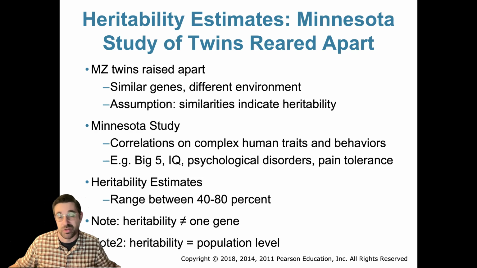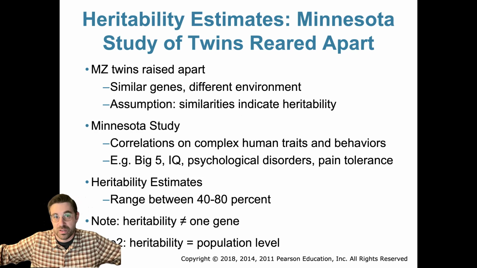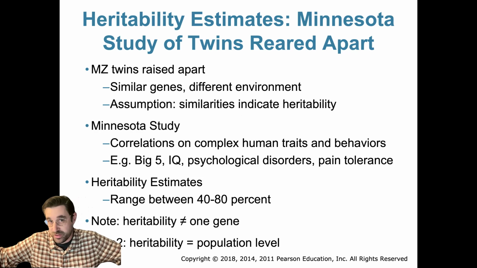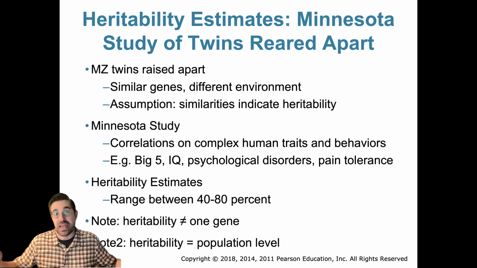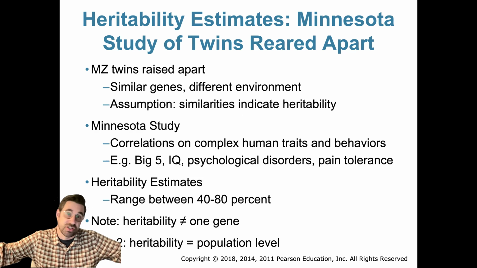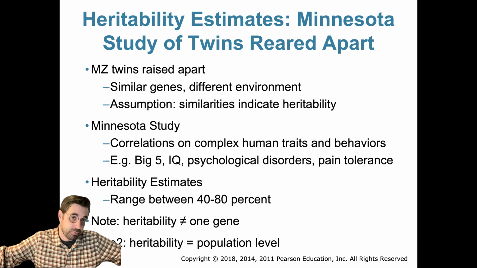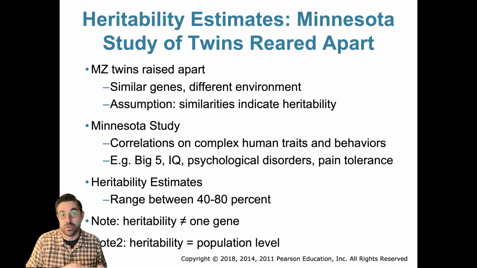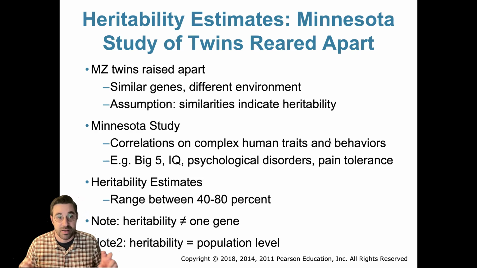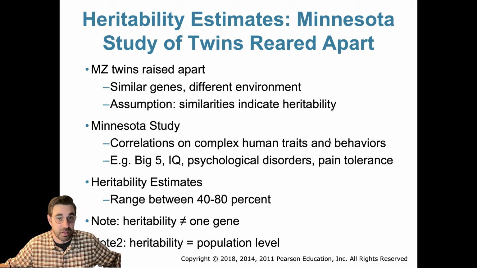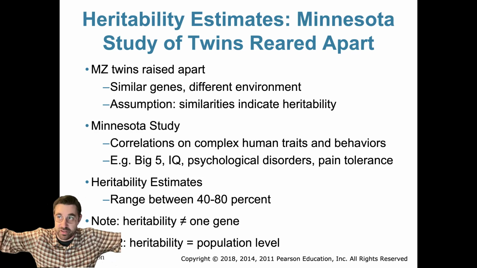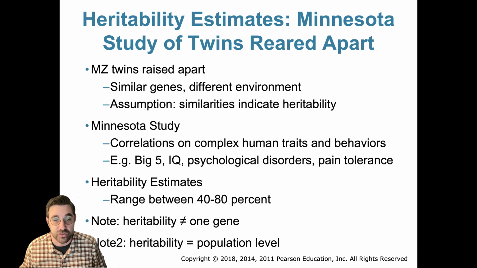Right? So if they end up looking very similar, then it's probably because genes are contributing to what they look like, how tall they are, that sort of thing. And if they behave similarly, then it's probably because genes contribute to those behaviors, right? And so we can study this in terms of psychology, and we can look for correlations between monozygotic twins, this twin and that twin, in terms of their various psychological traits.